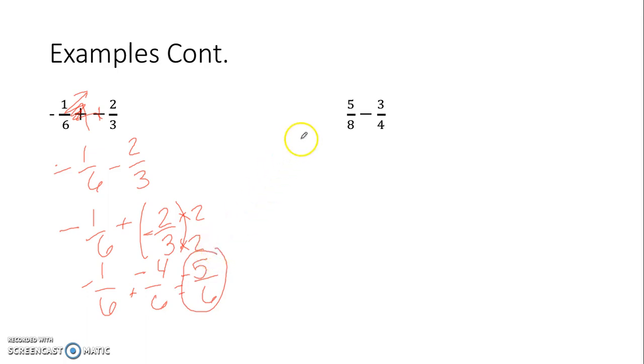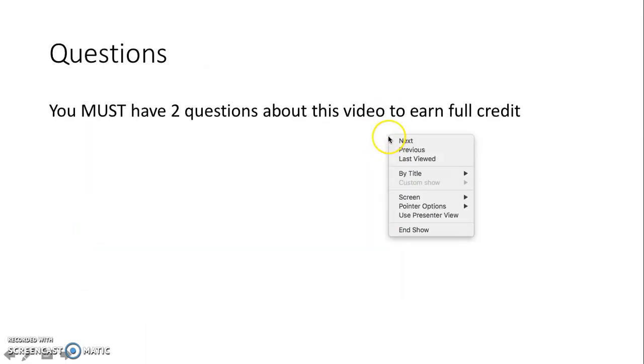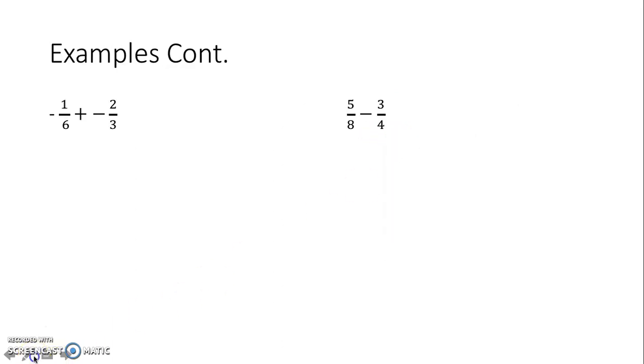And then our last example that we're going to do is 5/8 minus 3/4. All right, so we go 5/8. We're keeping the 5/8 the same. We're going to change the minus to a plus, and we're going to take the opposite of 3/4, which is negative 3/4. So we have 5/8 plus negative 3/4. All right, so we need to find a common denominator. So we know that a positive plus a negative we're going to have to subtract, but we don't know what order that's going to be in yet.